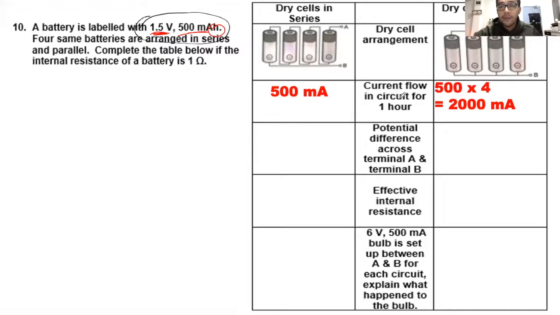So coming back to our question just now, that's why in this case, we find that the current flow in the circuit is only 500 milliamps, because in a series circuit, the voltage increases, but the current remains the same, as if there's only one battery. In a parallel circuit, the current increases, dia macam terbalik daripada series lah, but the potential difference is seperti hanya ada satu sahaja.